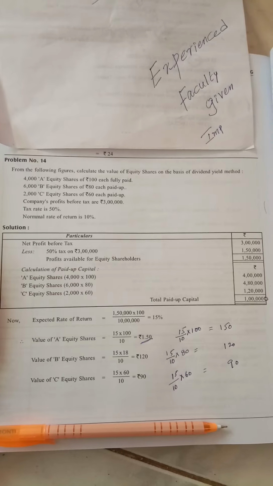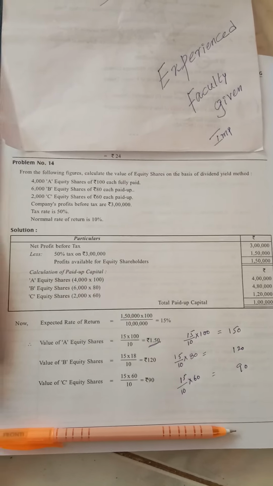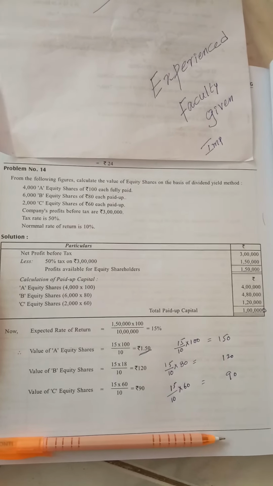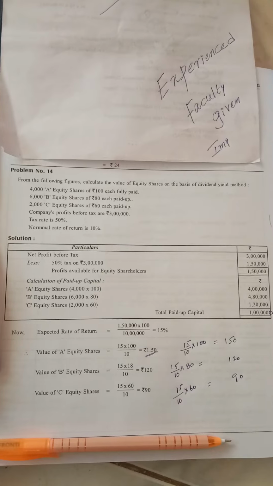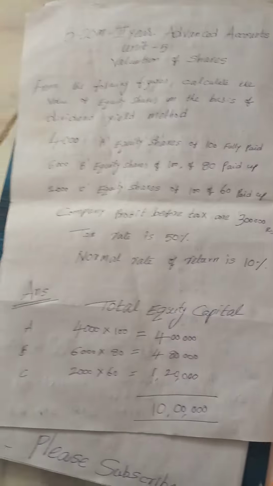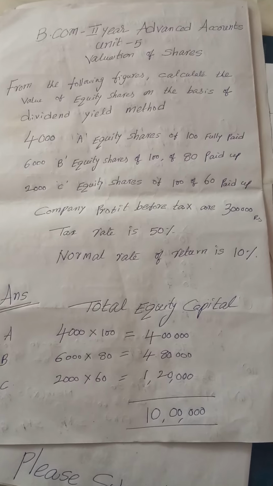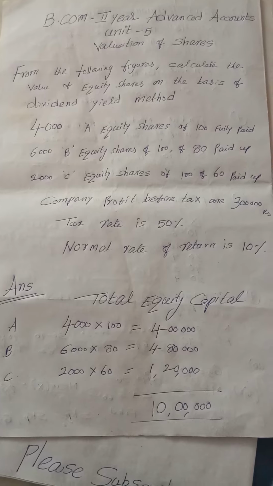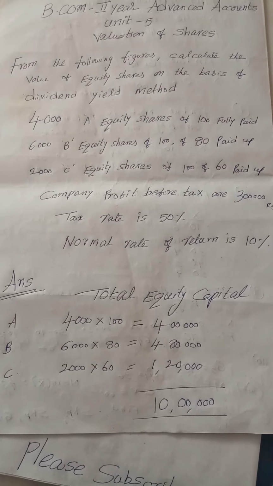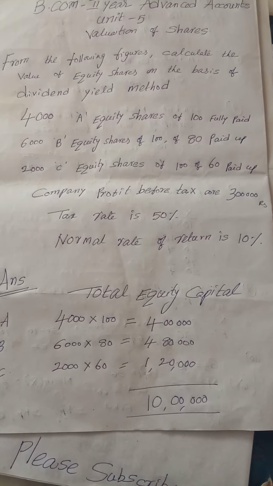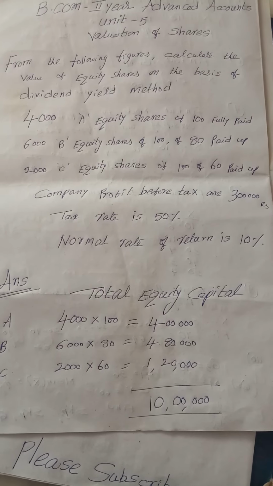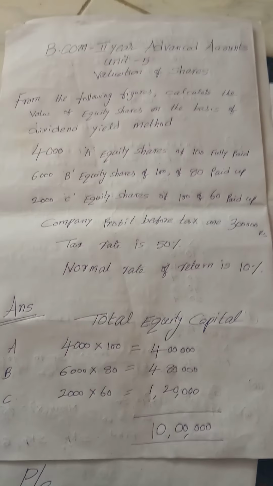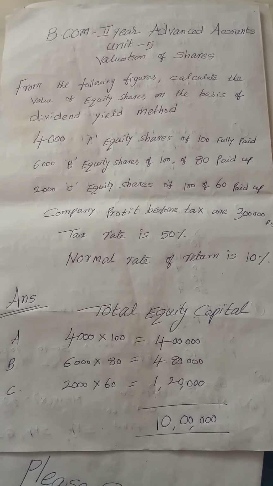In advanced accounts, valuation of shares, here is one interesting problem from a repeated textbook or study material. There are 4,000 A equity shares of 100 fully paid, 6,000 B equity shares of 80 fully paid, and 2,000 C equity shares of 60 paid. The company profit before tax is 3 lakhs and the tax rate is 50%, normal rate of return is 10%. So we have to calculate the value of equity shares based on the dividend yield method.